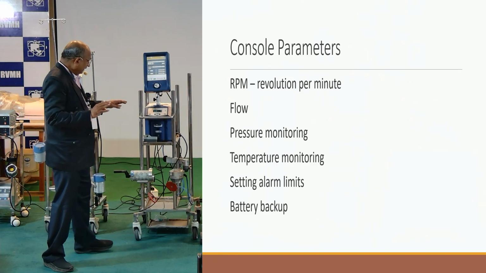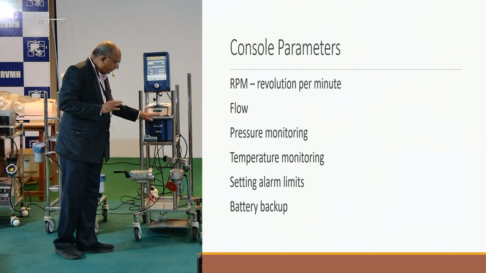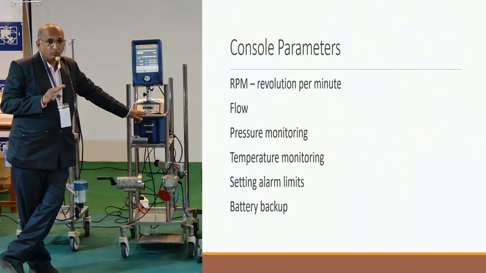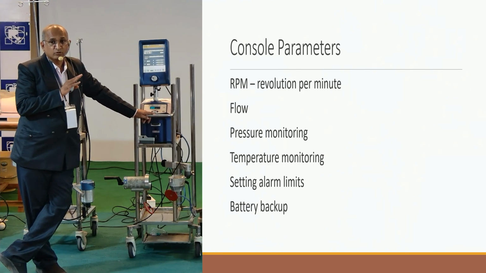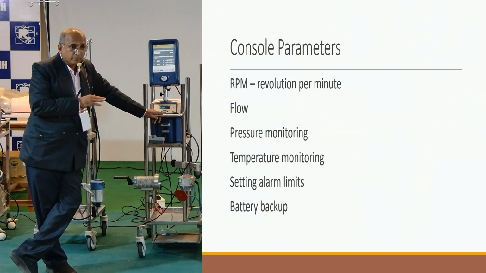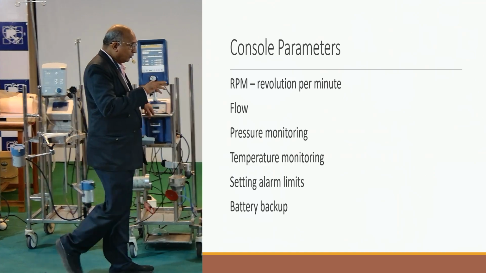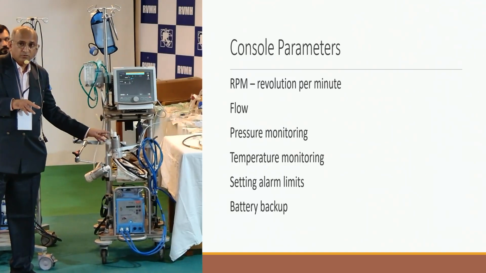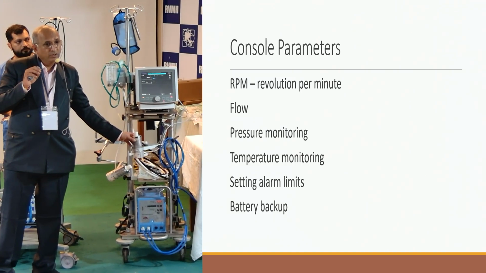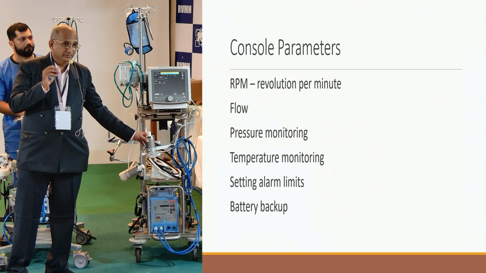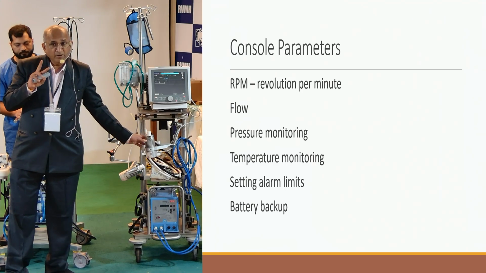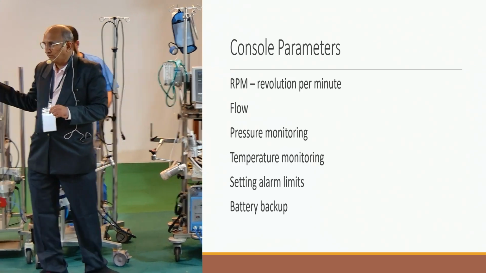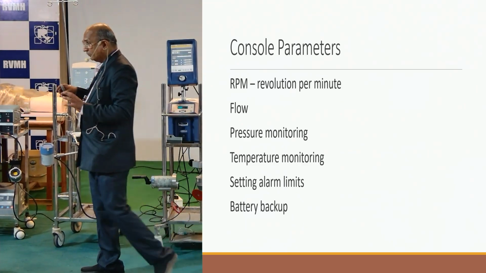For an example, if I'm keeping the RPM of 2000, I might get the flow of around 4 liters in case of Medtronic pump. But when it comes to Medos pump, with 2000 RPM, I will get flow only less than 500 ml. So that depends on the size of the pump. I'll show you the different pumps when I come to that point.